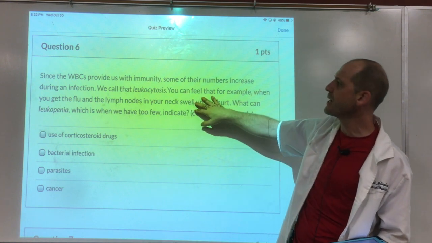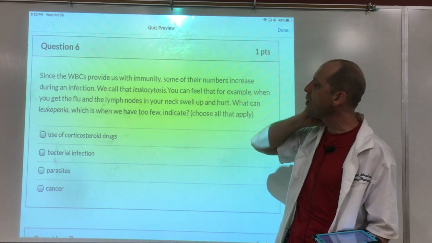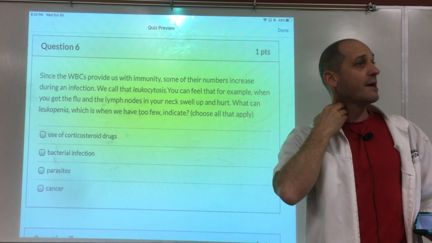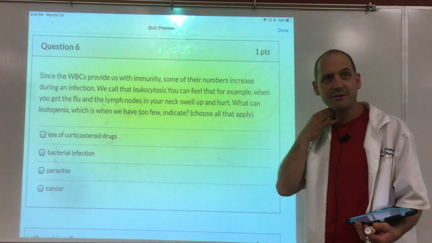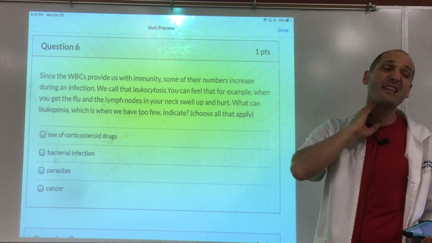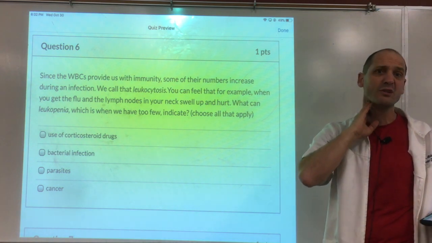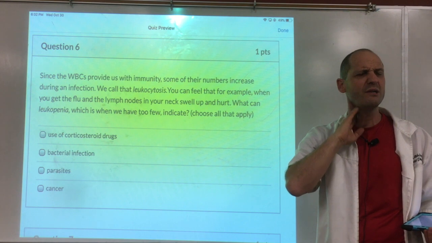You can deal with that when you get the flu, the lymph nodes in your neck swell up and they hurt. You ever had that? No, you've never been sick? Well, that's why the doctor goes in and palpates. Well, I don't know if they do that anymore. They used to go palpating in and like, oh yeah, they're swollen.